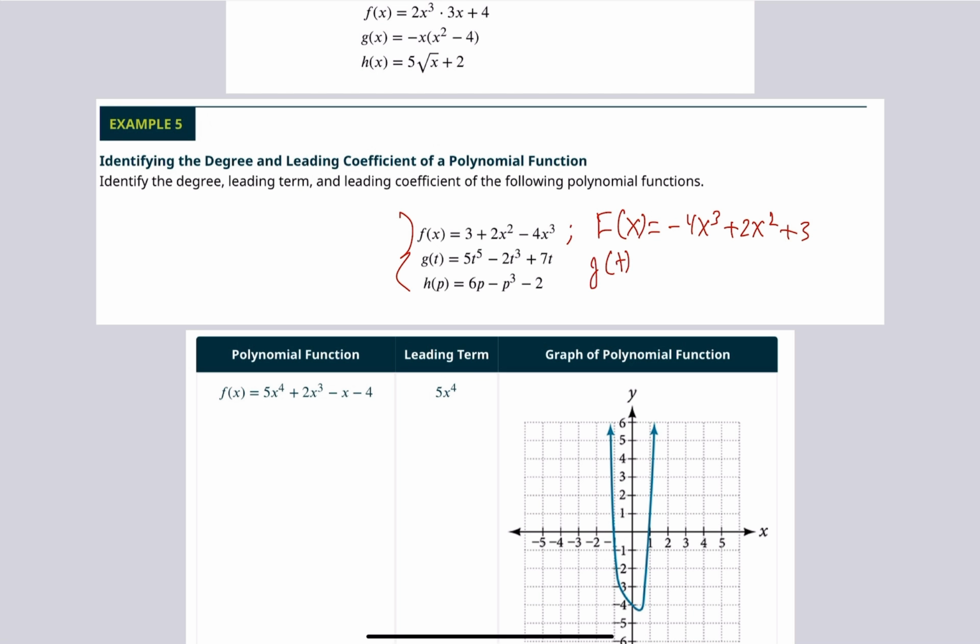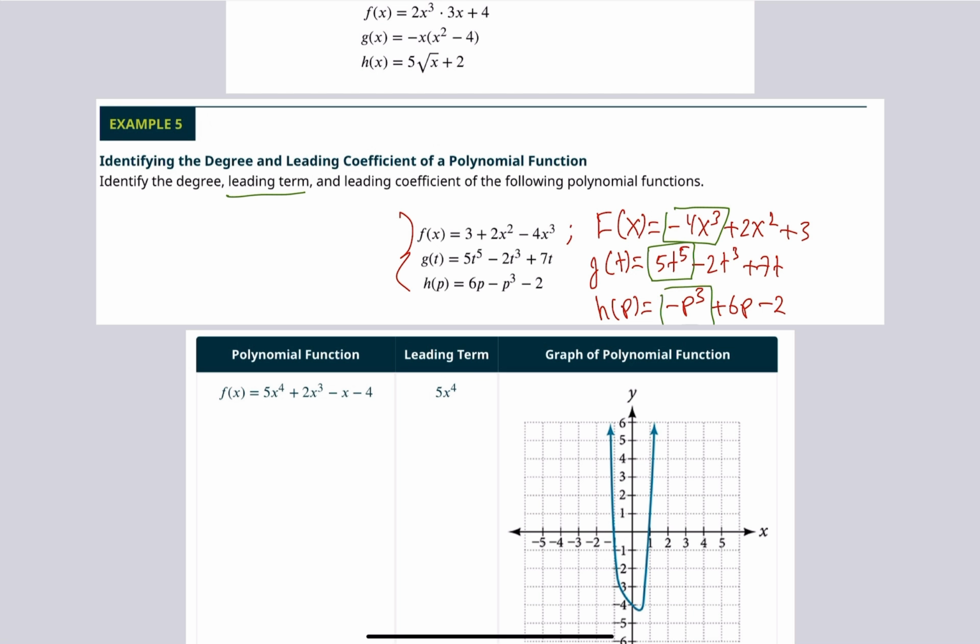g of t would be 5t^5 minus 2t cubed plus 7t. Last but not least, h of p equals negative p cubed plus 6p minus 2. Correct? Now, what is the leading term? It would be negative 4x cubed, the leading term 5t^5, and then negative p cubed.